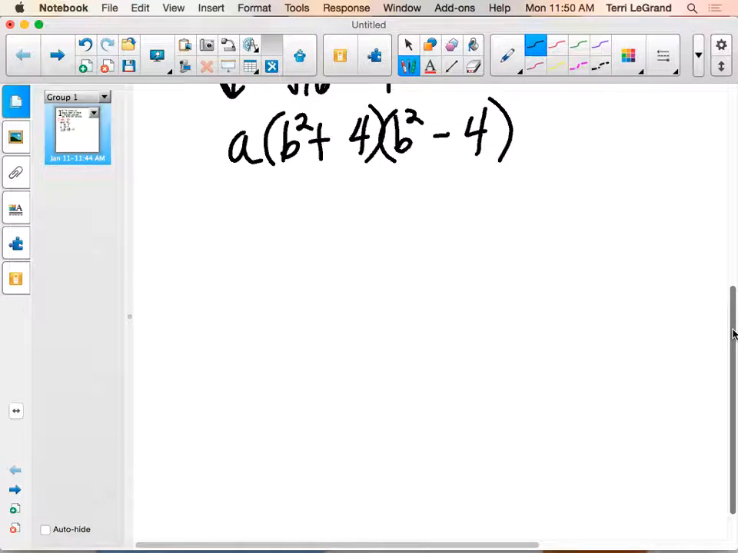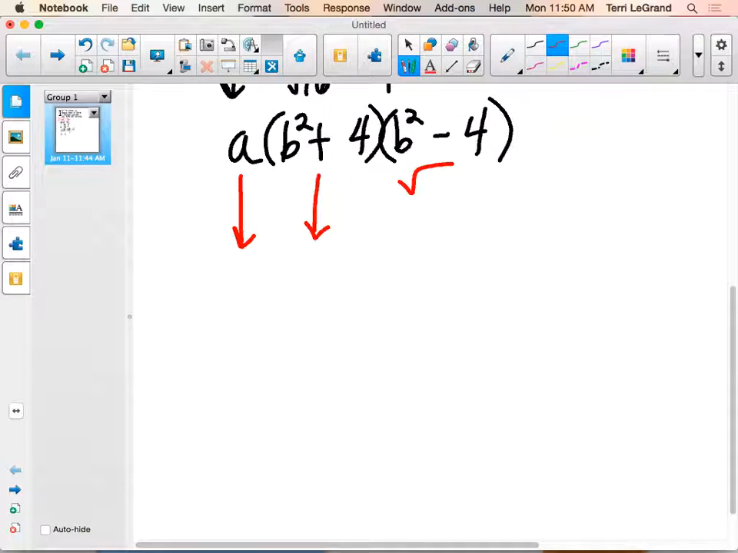Can b squared plus 4 now be factored? No. Does it have subtraction? No, so it can't. Okay, how about b squared minus 4? Does it have subtraction? Yes. Is b squared a perfect square? Yes. Is 4 a perfect square? Oh, so now we're factoring that factor. So let's arrow these down so we don't forget about them.